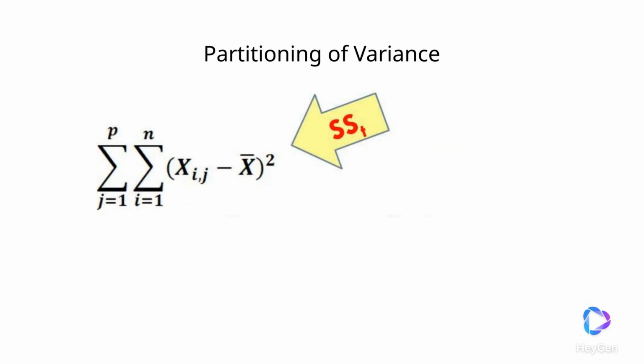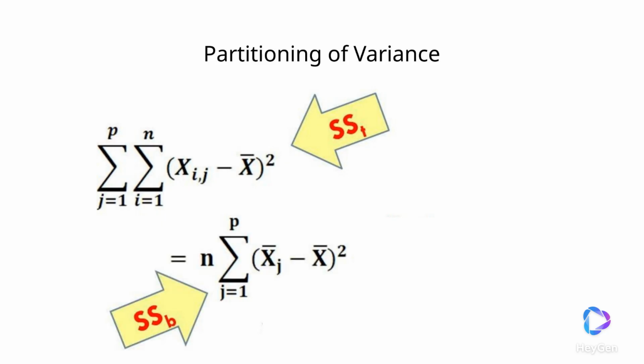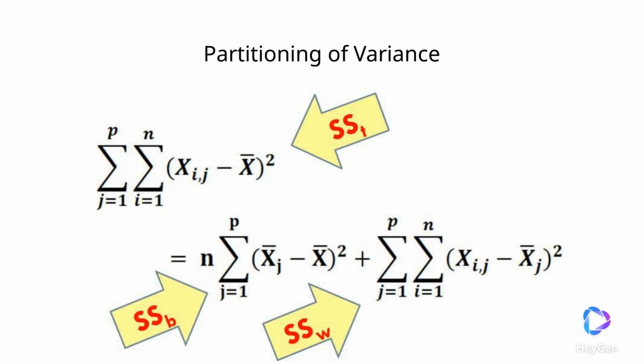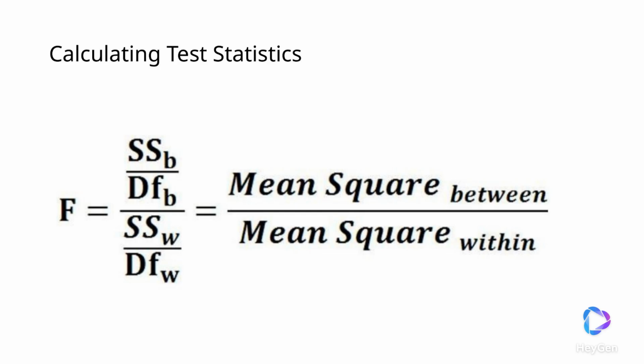The total sum of square residuals can be partitioned to between and within sample sum of squared differences. The f-statistic is calculated as the ratio of the mean of the sum of the squared between and within groups. Means are calculated by dividing the sum of the squares by the degree of freedom.